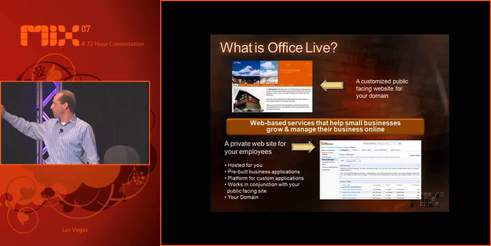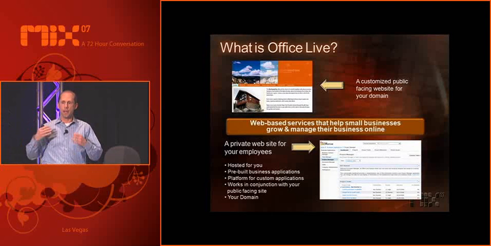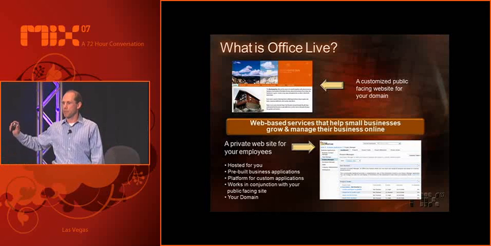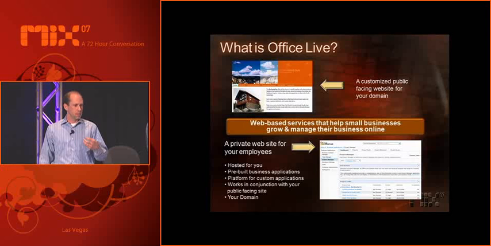The first is a public-facing website, so they get a free domain name, and it allows a small business to establish a professional-looking presence on the web. And we give them tools to customize that website and go off and do different things with it. And there's also a private site. This private site allows the businesses to manage their business online, and it gives them email, gives them calendaring, and a set of business applications that are unique to Office Live.